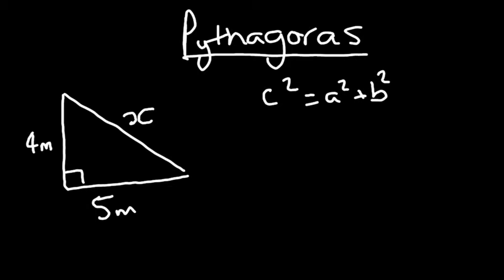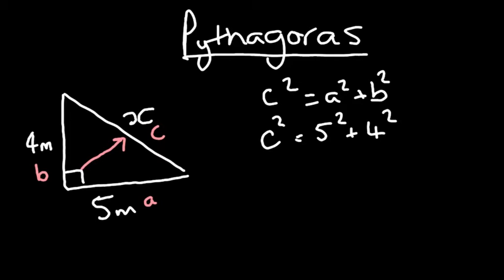So label your triangle. C is the hypotenuse opposite the right angle. A and B are the other two sides. Stick in what we know. We don't know what C is. A is 5 and B is 4. Work that out on your calculator and you're going to find that c squared equals 41.